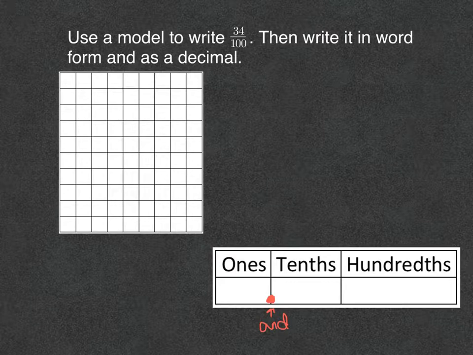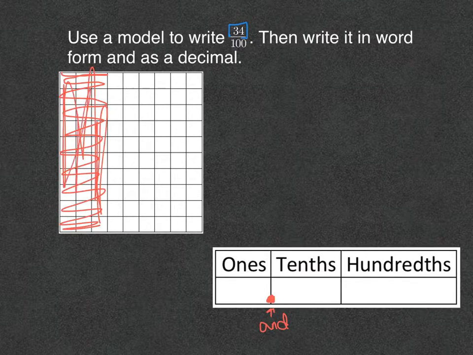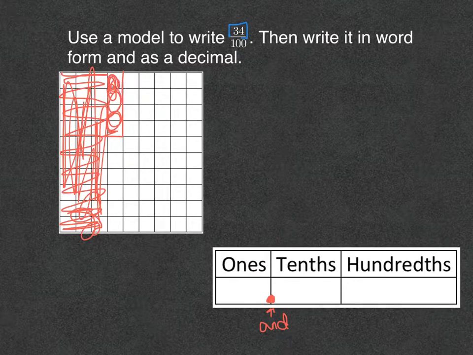So here we're going to use a model to write 34 hundredths. We're going to write it in word form and as a decimal. Okay, so I need to color in 34 boxes. Now to start off, I'm going to color in 3 tenths, because I know 10, 20, 30, I can color in 3 tenths to make 30. Okay, and then I'm going to color in 4. So if I'm supposed to color in 34 hundredths, 34 out of 100, I know there are 100 boxes here, I'm going to color in 34 of them.